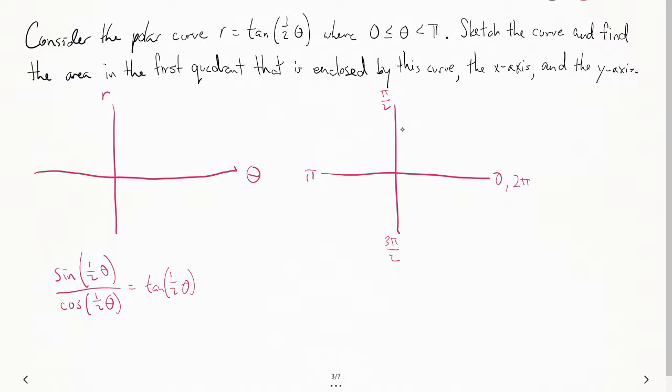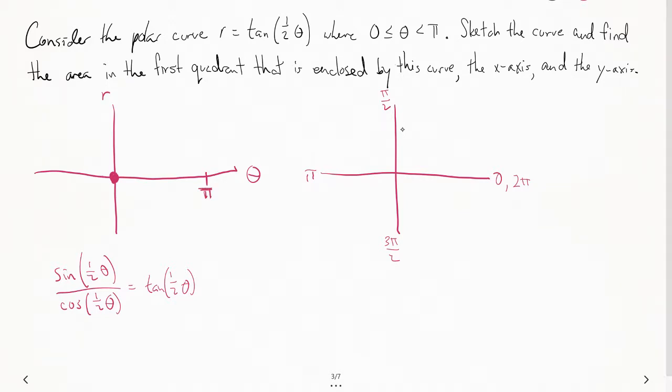But notice if you plug in 0, you get 0 over 1, essentially. So that's just 0. So we're starting at the point (0, 0). Right? Now, we can also go all the way to pi, and we'll mark that right over here. What happens when we go to pi?